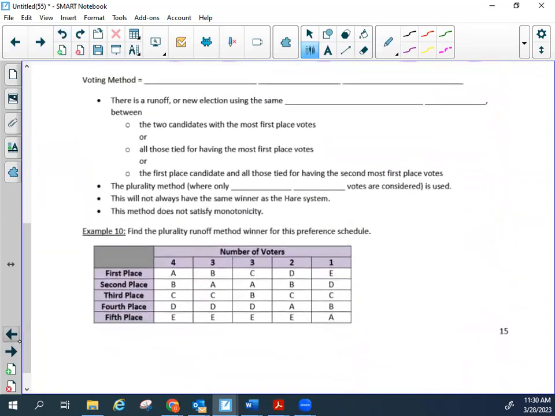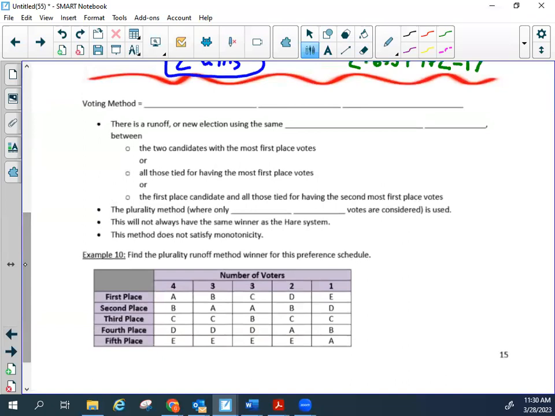One more for this video. This one is called the plurality runoff method. And what happens is there's a runoff between candidates using the same preference schedule.